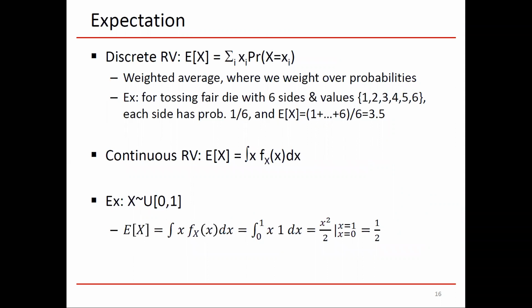Expectation, so we're getting close. We'll have variance too. Expectation is an average. For discrete random variable, the expectation of x, which is denoted by E of x, the x is going to be in square brackets. It's a summation over the possible outcomes, where because it's discrete valued, we index them by I. And inside the summation, we're summing over xi, the value of outcome number I, multiplied by the probability that the random variable equals xi. So it's a weighted average where we weight over the probabilities.